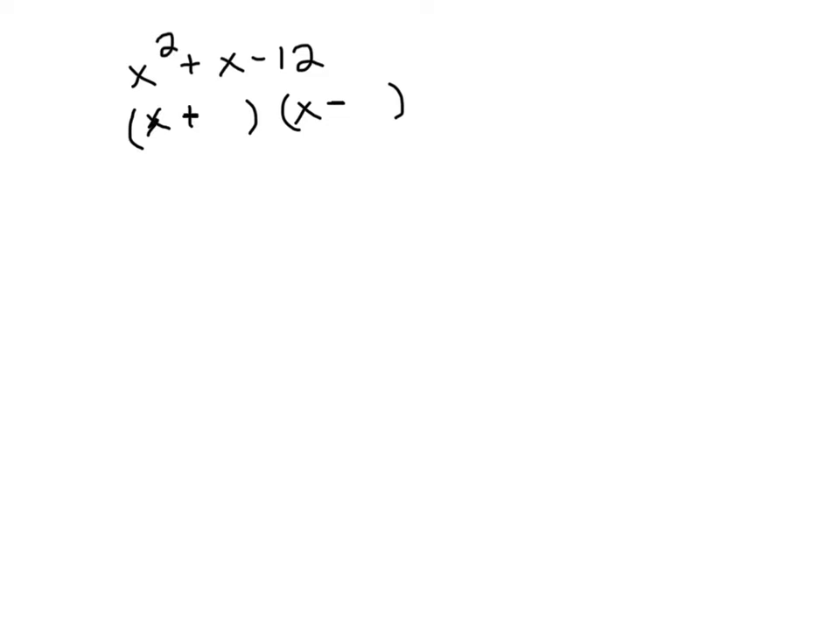Now I need to start thinking about what numbers I can multiply together to get my 12. Well, I could multiply 1 times 12, or 2 times 6, or 3 times 4. But I also know that I have to get a 1 in front of that x when I FOIL this. So I'm looking at these three possibilities and which one gives me 1 if I add or subtract those numbers. And obviously it would be the 3 and the 4.